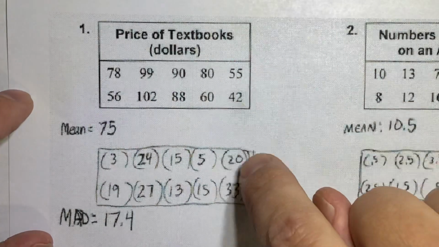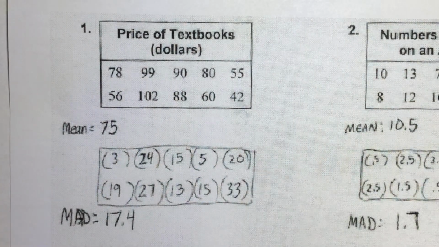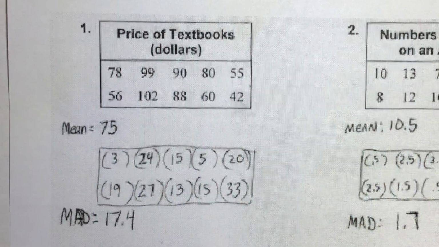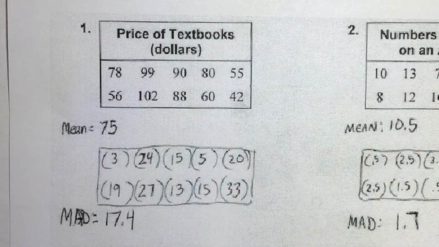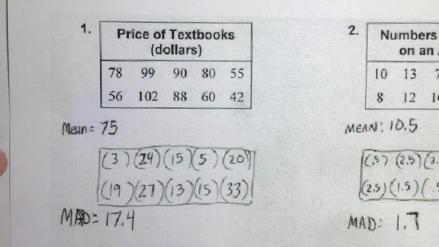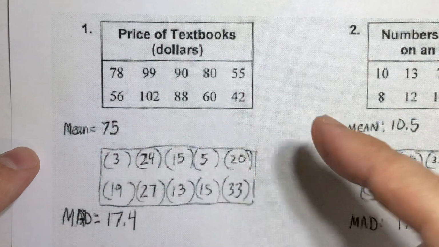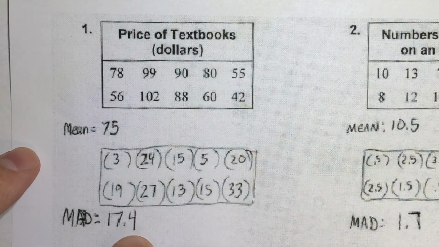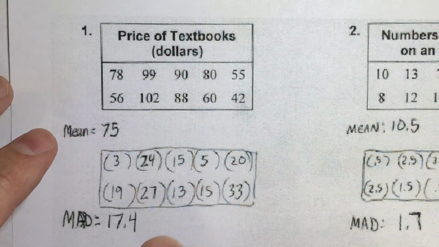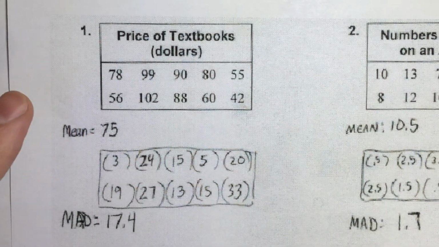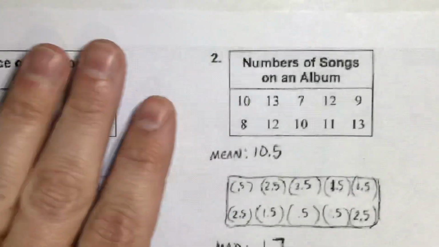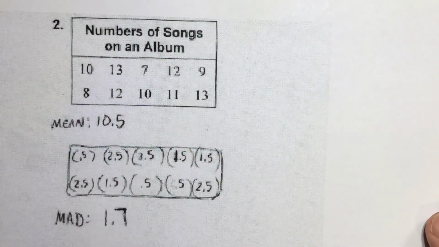The $55 textbook was 20 away. You will note it doesn't matter which direction it is. That's where the term absolute comes in. It's just how far it is from the mean. So once we got that, we're going to add up all that data and then divide by 10, and that's where we got the mean absolute deviation of 17.4.